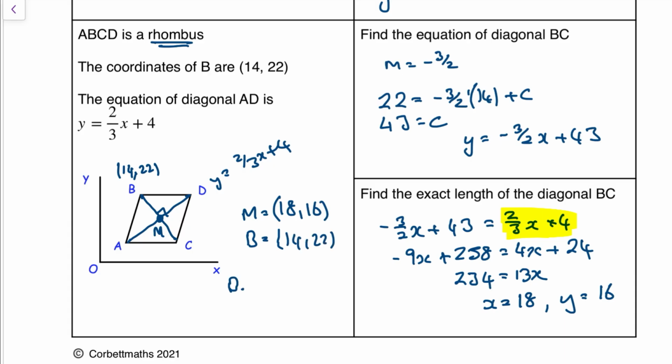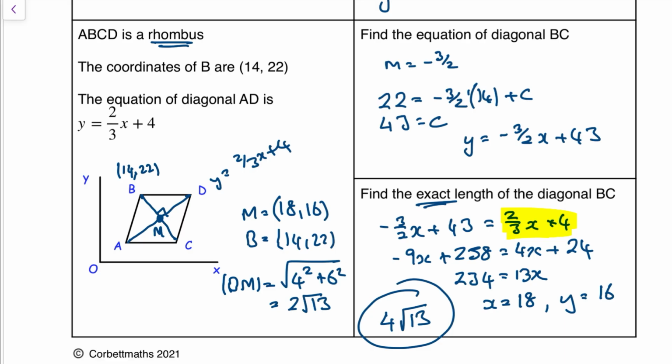So the length from B to M is going to be what's Pythagoras. So my x value is changed by 4. My y value is changed by 6. And 4 squared plus 6 squared is going to be 2√13. However, that's from B to M. And the question says find the exact length of the diagonal BC. Well, it's going to be twice that. So therefore, it's going to be 4√13. And that is my final answer.